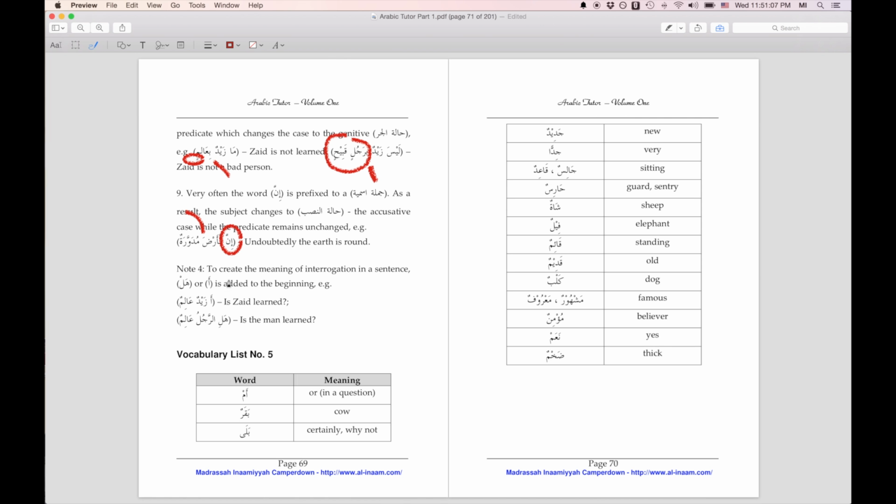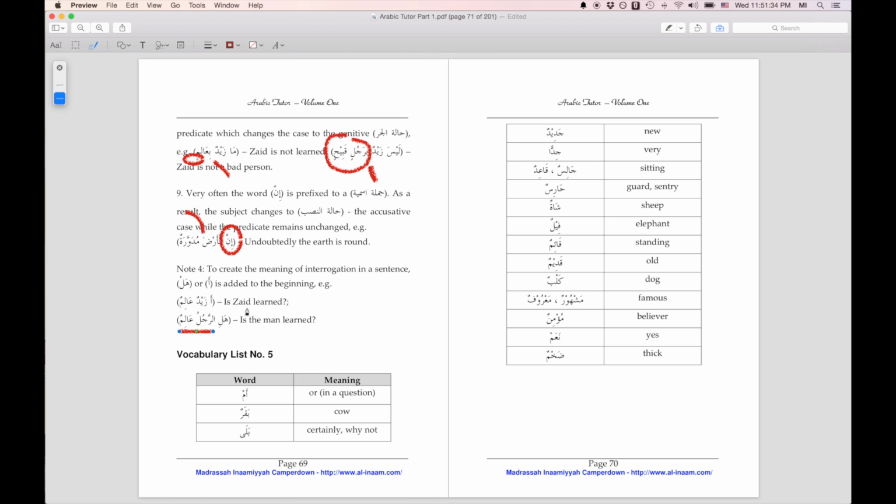Okay, note number 4: to create the meaning of interrogation in a sentence, basically asking a question, we can add a hal or hamza at the beginning of the sentence. For example, instead of saying Zaidun alimun, Zaid is a learned person, a knowledgeable person, you could say a-Zaidun alimun, is Zaid learned. Likewise, Ar-Rajulu alimun, the man is an alim or a teacher.